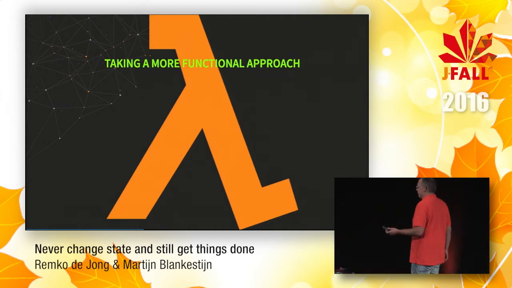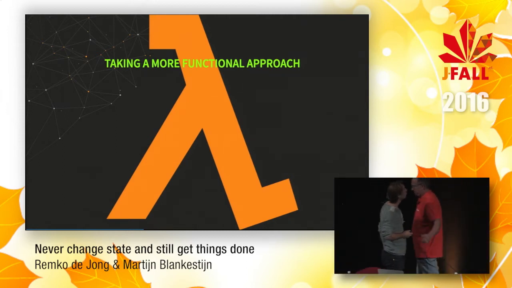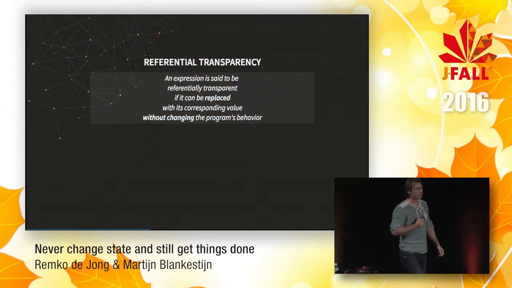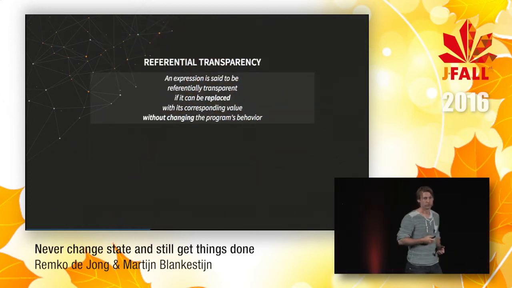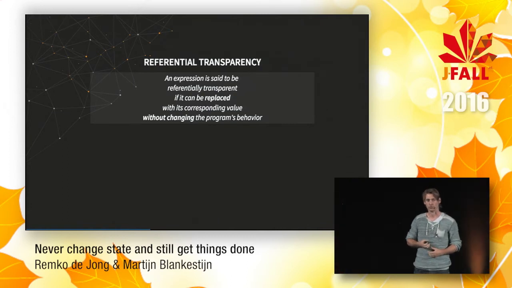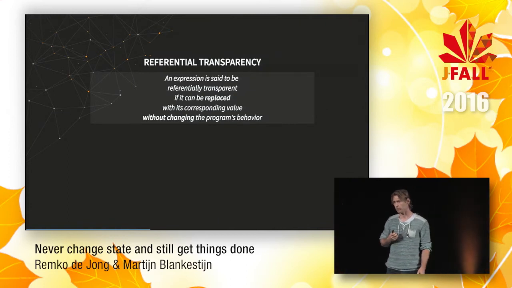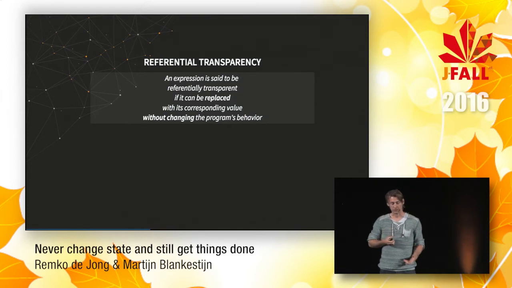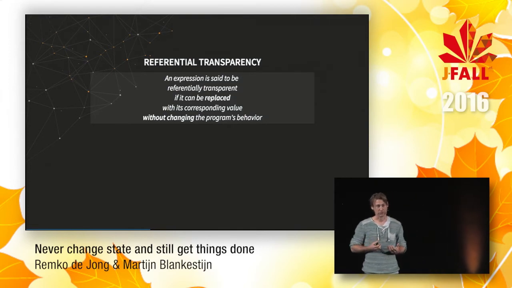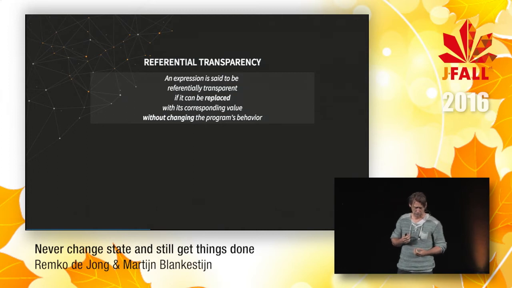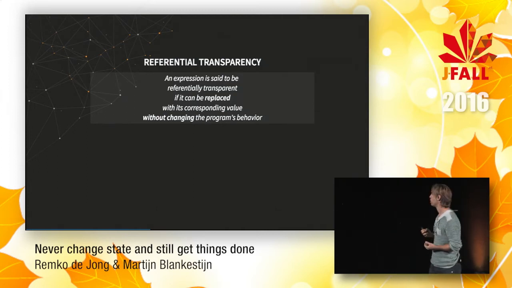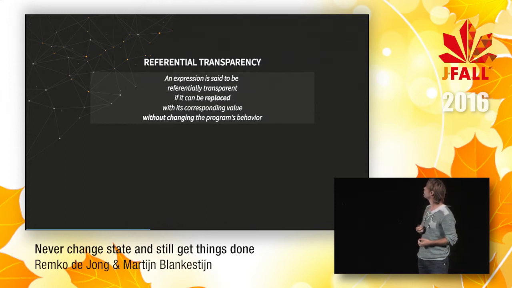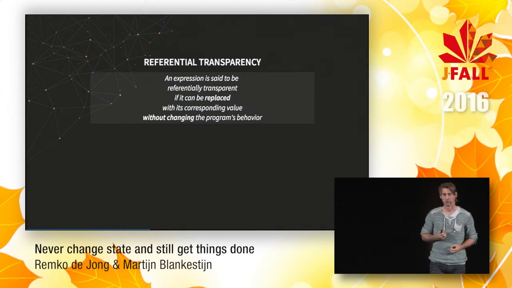So let's try to take a more functional approach to this. When you start with something called functional programming, or you look it up, at some point you're bound to stumble upon this little term called referential transparency. Then you look at the definition. It says an expression is referentially transparent if it can be replaced with its corresponding value without changing the program behavior.